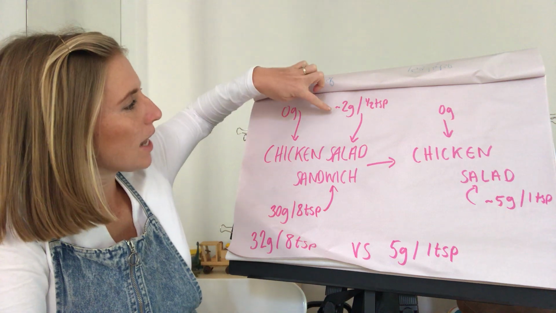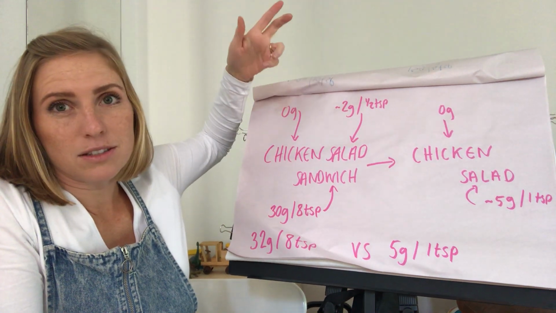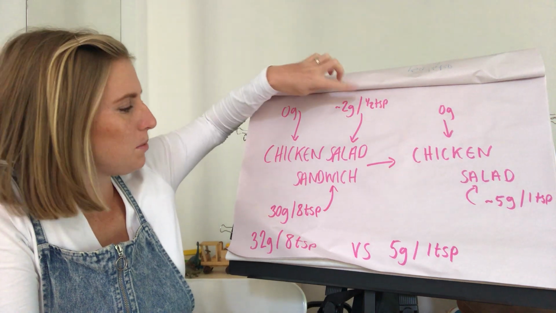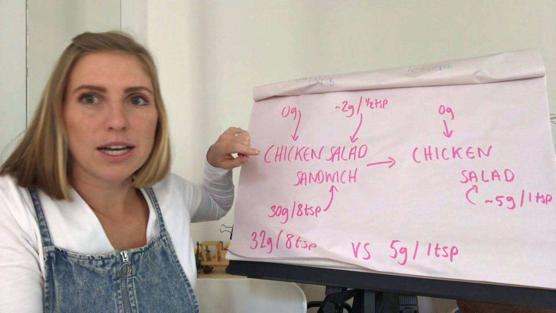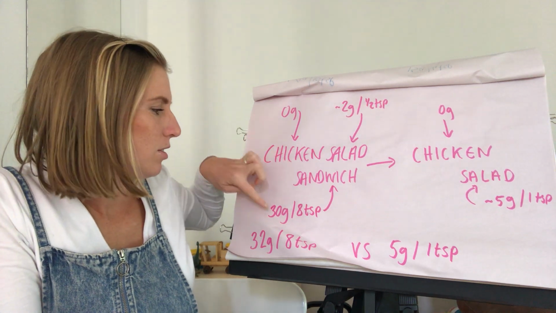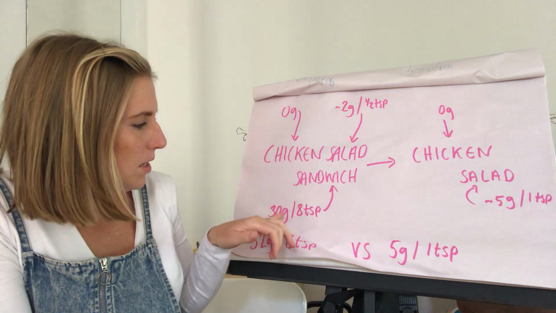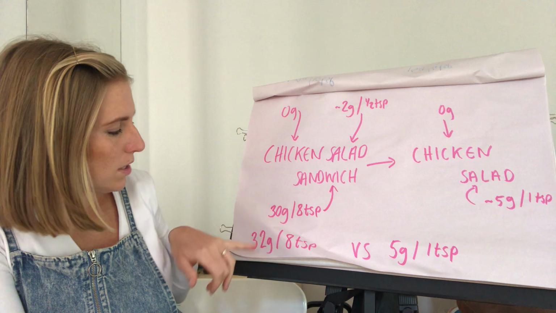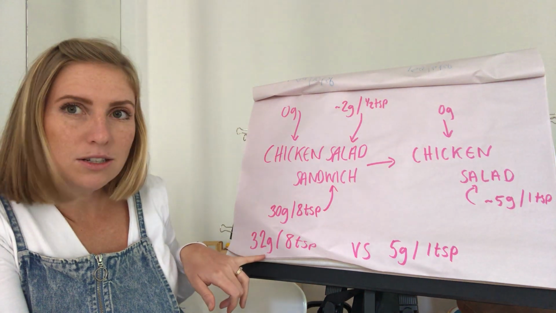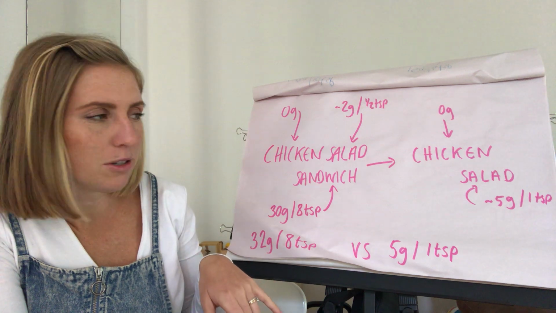When you've got salad, depending what salad it is, depending how much, maybe about 2 grams, it's very tiny amounts, about half a teaspoon. When you've got the bread, like we were saying before, 1 slice of bread is 15 grams, and so 2 slices is 30 grams, and so it comes down to about 8 teaspoons. So altogether, for that, it's about 32 grams of carbohydrate, which breaks down to 8 teaspoons of sugar.